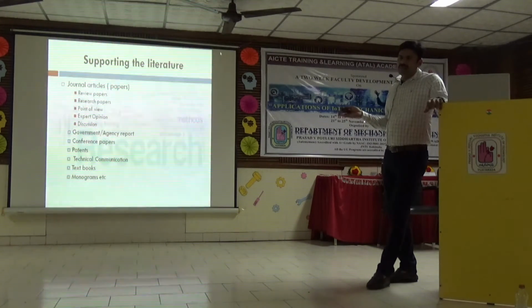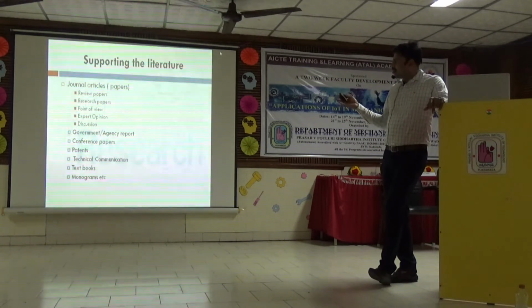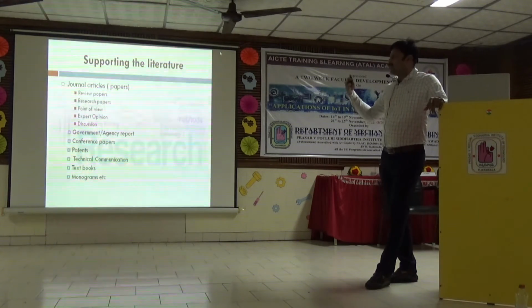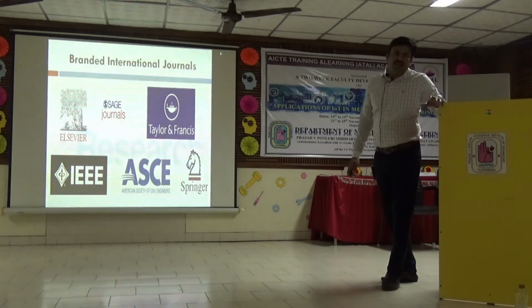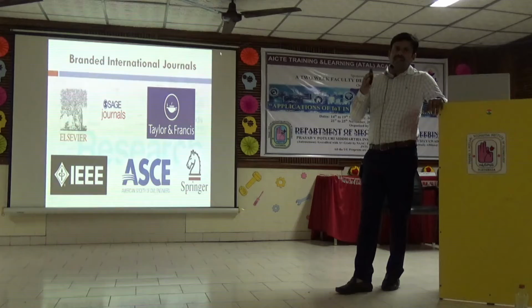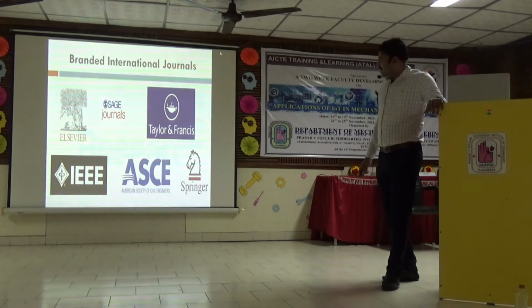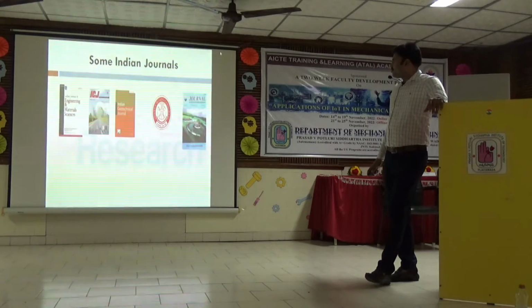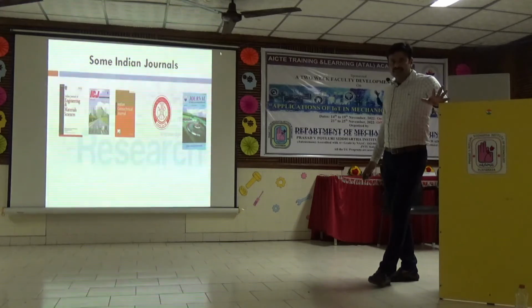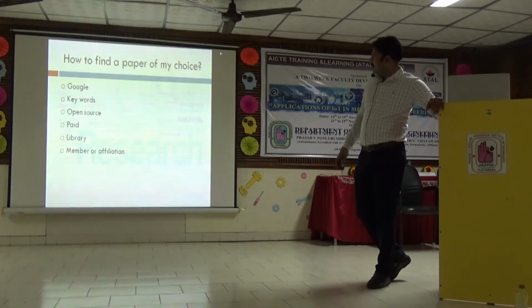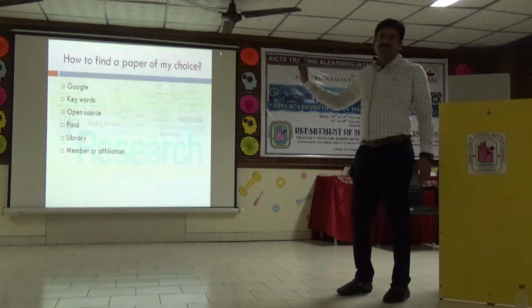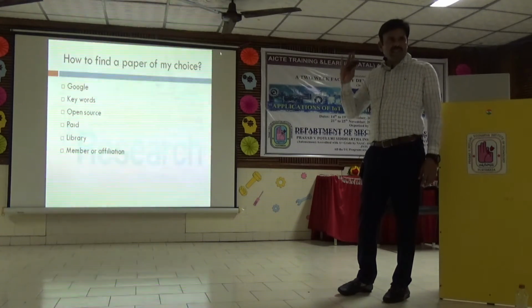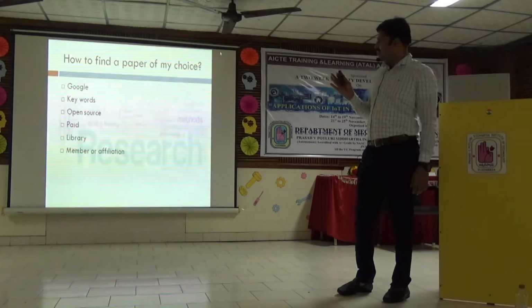Supporting articles: mainly you have to take the journal articles, then find the patents, monographs, textbooks, and all these expert opinions. Only branded international ones you have to use, because there is thorough, systematic research work there. Some of the Indian journals in your area you also have to find. As I told, Google will give you only 5 to 10% of the research literature review.